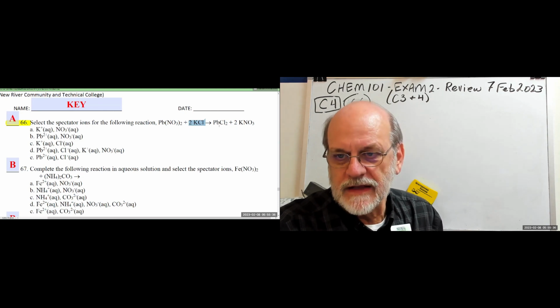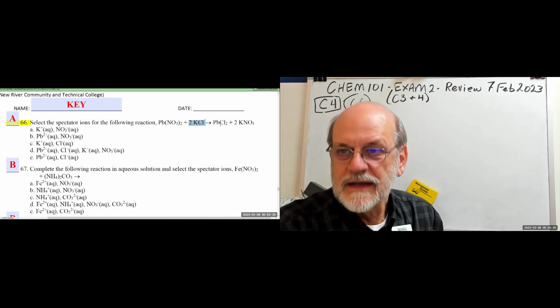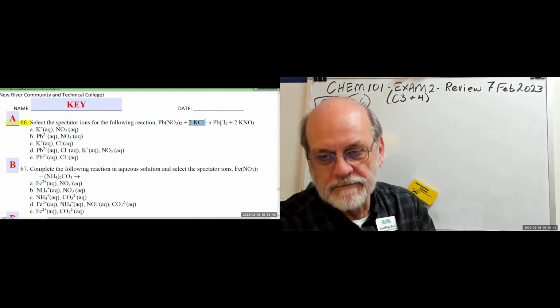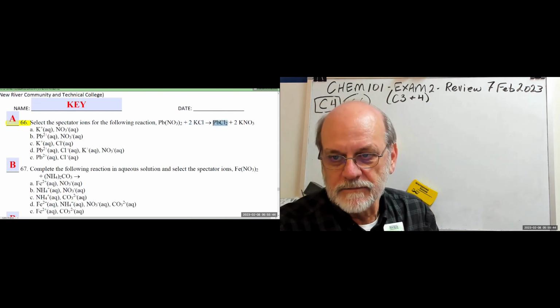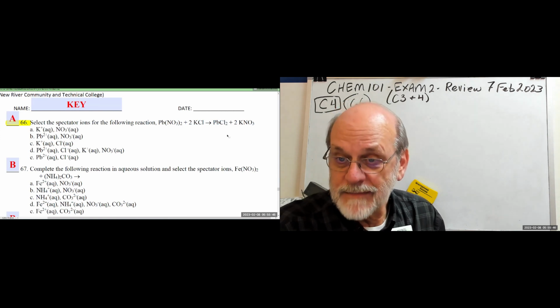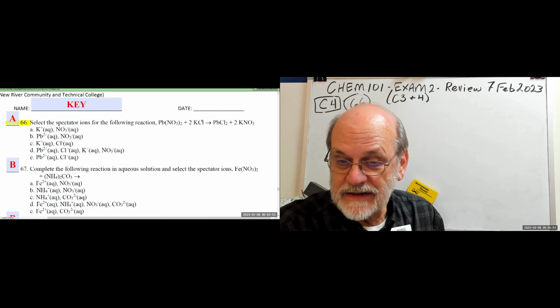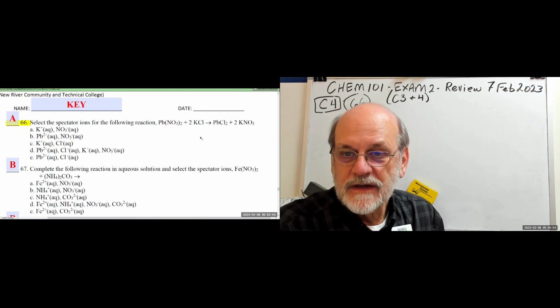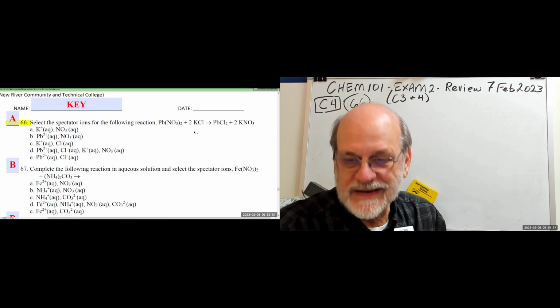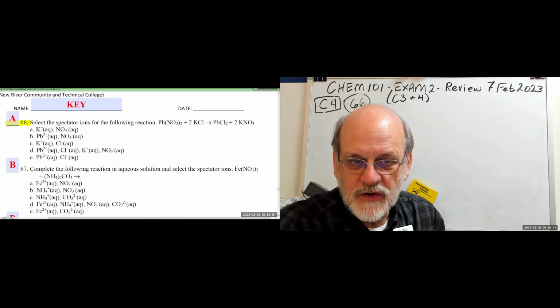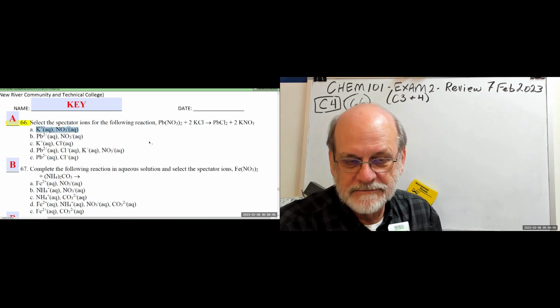All right, how about the other side? Lead 2 chloride, is that soluble? And you look it up in your chart, no, it's not. This is our solid right here. Okay, so that means the lead on this side and the chloride on this side need to be retained. And the nitrate and the potassium are spectators. So K plus and nitrate, those are the spectators.